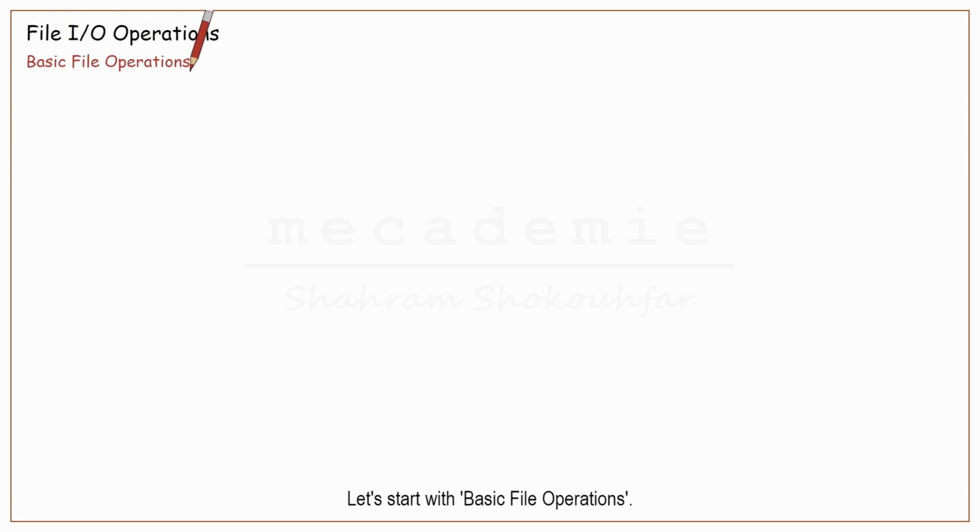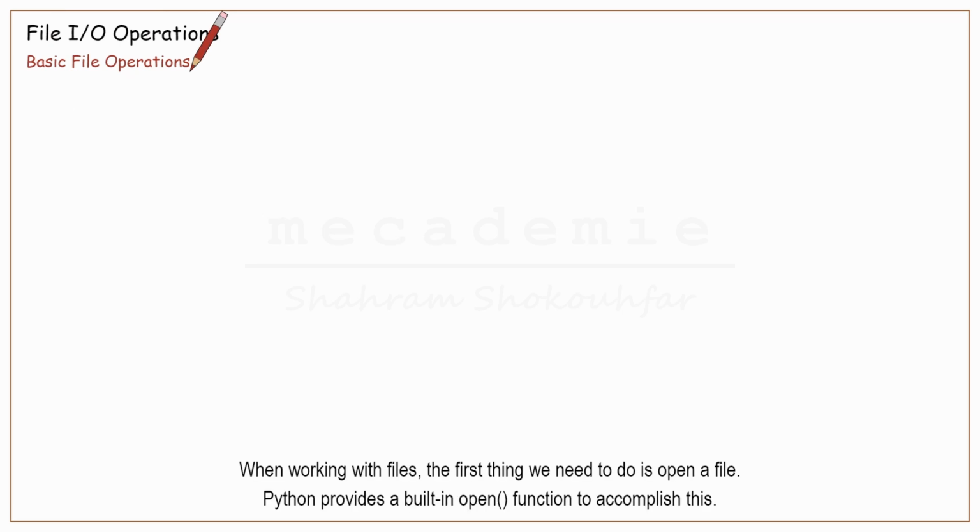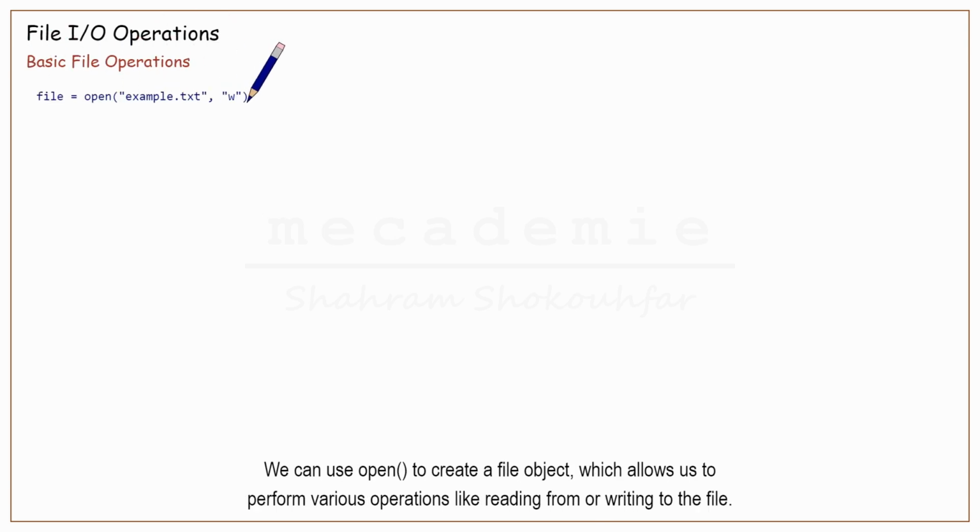Let's start with basic file operations. When working with files, the first thing we need to do is open a file. Python provides a built-in open function to accomplish this. We can use open to create a file object, which allows us to perform various operations like reading from or writing to the file.